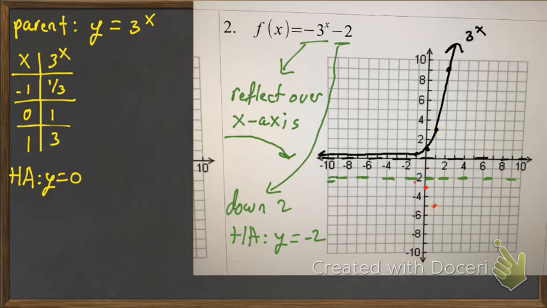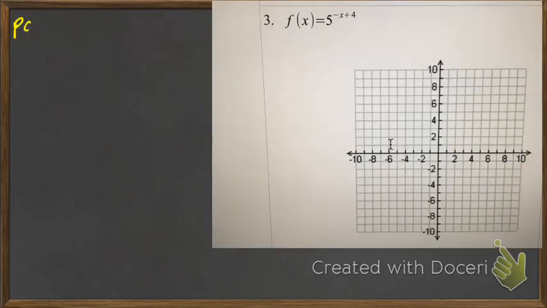And then this point here would get reflected here and then down 2. Okay, and so then we'll go ahead and connect our dots. There we are, and we'll go ahead and label our graph. Alright, let's go look at another one.